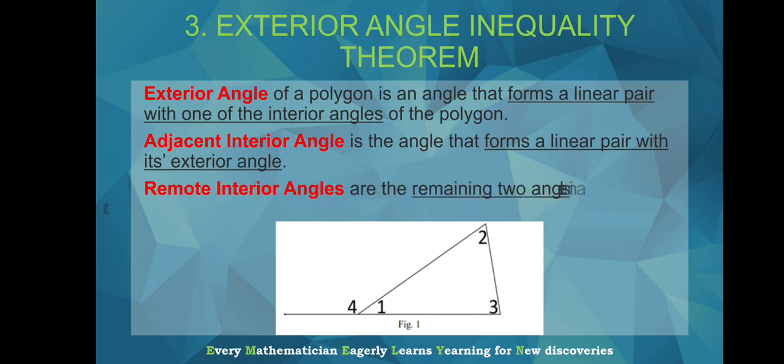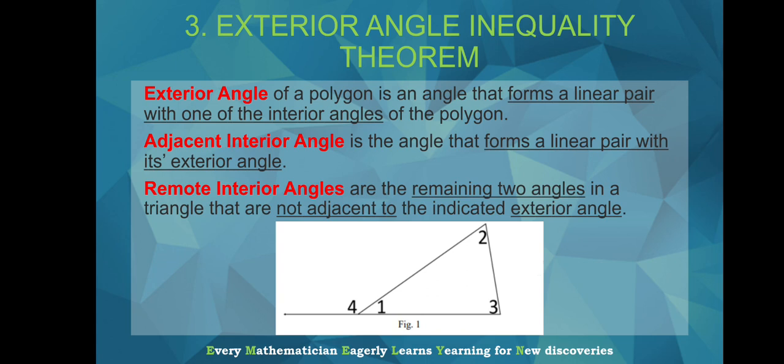Adjacent interior angle is the angle that forms a linear pair with its exterior angle. Remote interior angles are the remaining two angles in a triangle that are not adjacent to the indicated exterior angle. In Figure 1, the exterior angle of the triangle is angle 4, whereas its adjacent interior angle is angle 1. The remote interior angles, or non-adjacent interior angles, are angle 2 and angle 3.